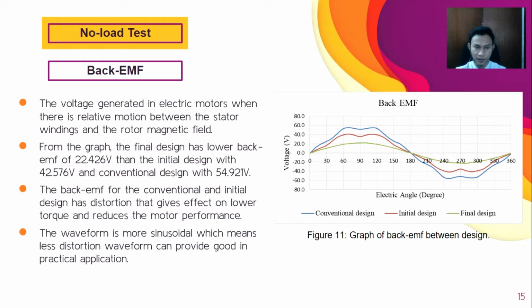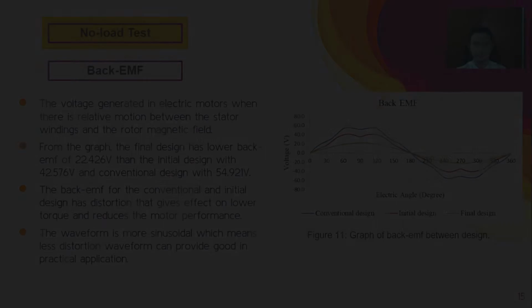54.921 volts. So what I can say here is that the back EMF for the conventional and initial designs has distortion that can affect torque and reduce motor efficiency or performance. The final design has a more sinusoidal waveform, which means less distortion, and can perform well in practical applications.